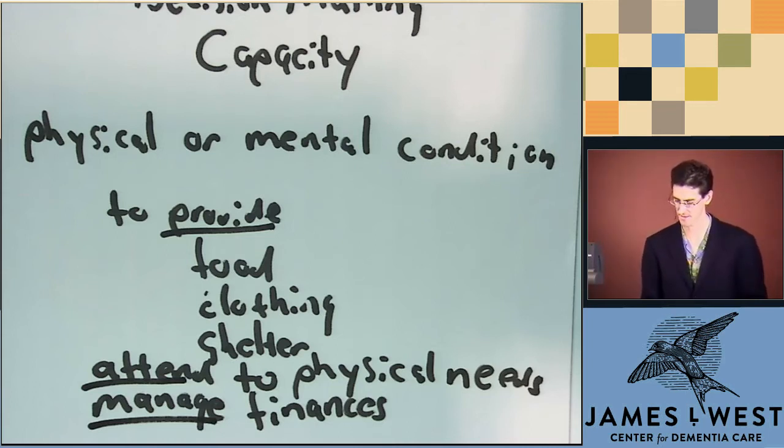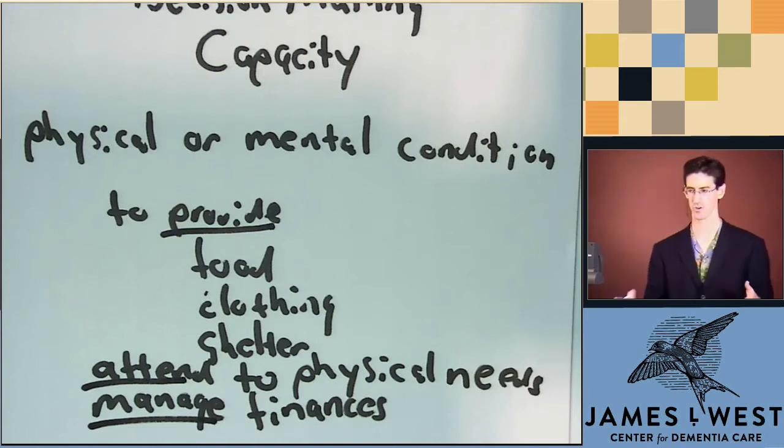And the same with attend to physical needs. And this has to do with, can they attend to their own medical care? Can they take their medications appropriately? Can they follow doctor's instructions? So when the doctor says, okay, you have diabetes, and you need to check your blood sugar before every meal and once before bed, are they able to manipulate the glucometer, and are they able to check, in this case, their blood sugars as suggested by the physician.